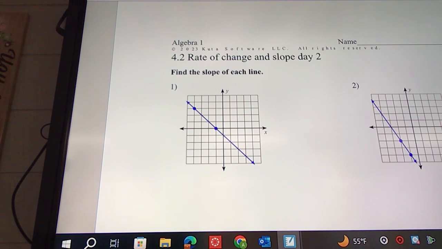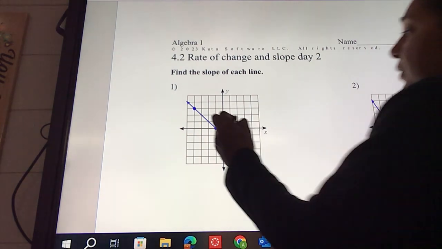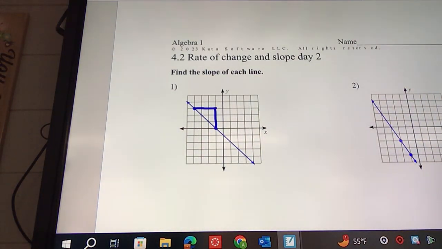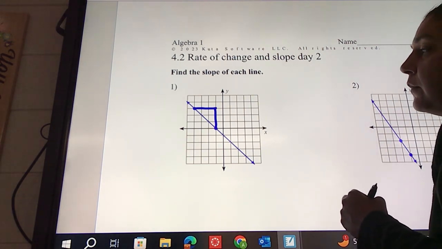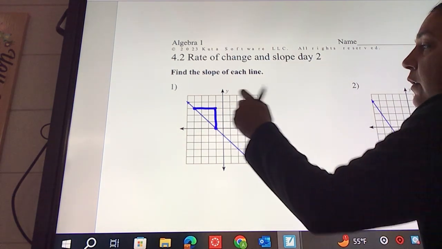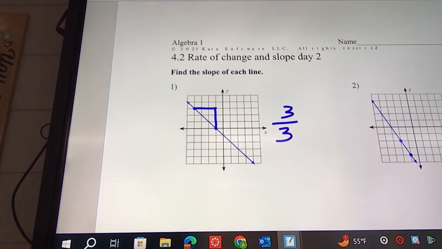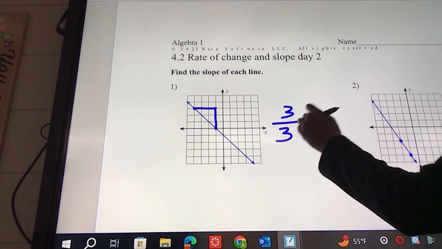Okay, so if we look at this first one, we do our rise over our run. So we always do our up and down over the over. Okay, and how much do we rise? How much do we run? How much do we go up? How much do we go over? Oh wait, I'm looking at it the wrong way. 3 and 3. Okay, and you do need the reduced fraction of these. And what is 3 over 3 reduced? 1. Okay. So our slope is 1.